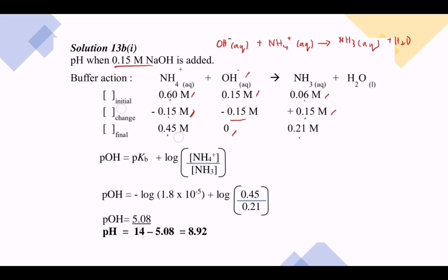Okay, now just insert the new concentration of NH4+ and also NH3 into the Henderson-Hasselbalch equation. So you will get pOH is 5.08. To find the pH, just subtract from 14 and you will get 8.92. So that's for B1.